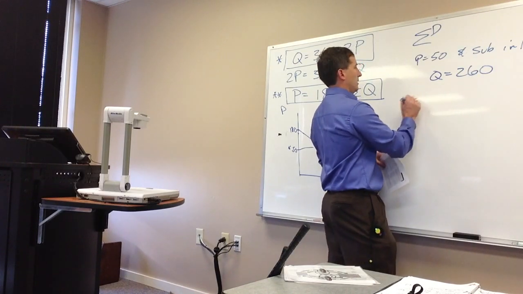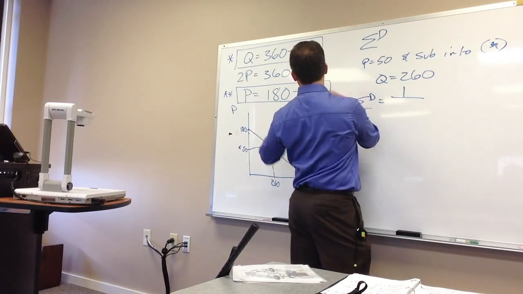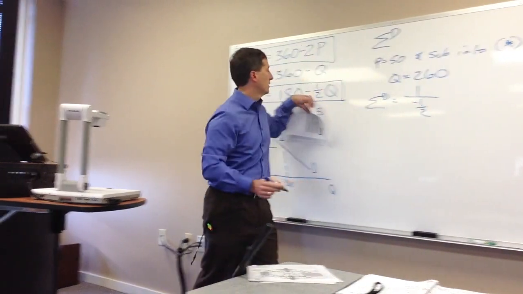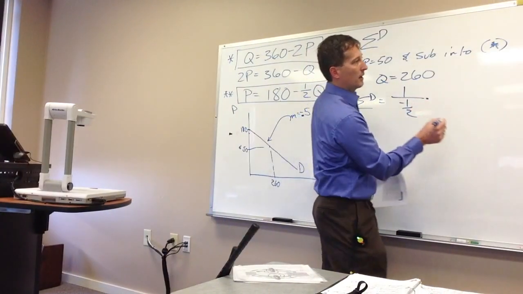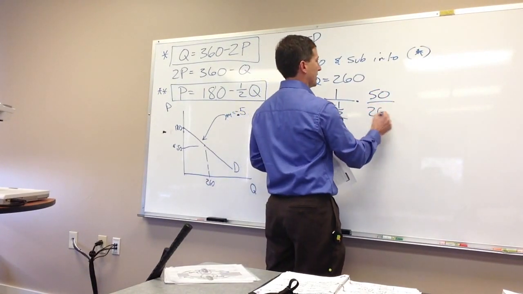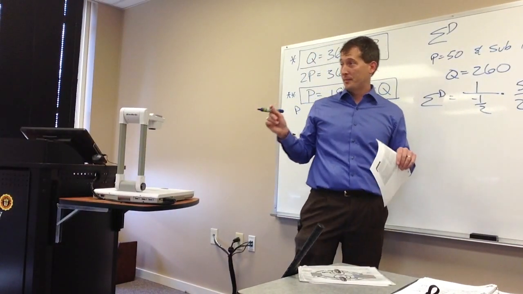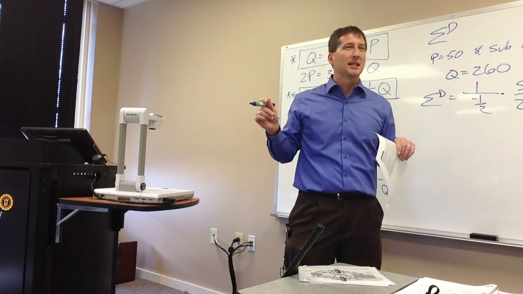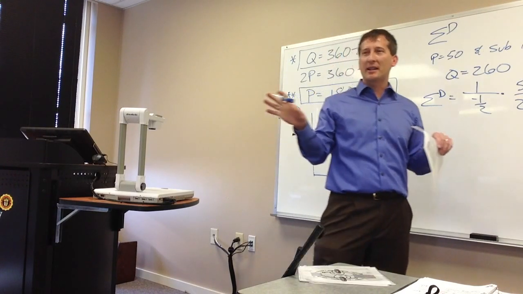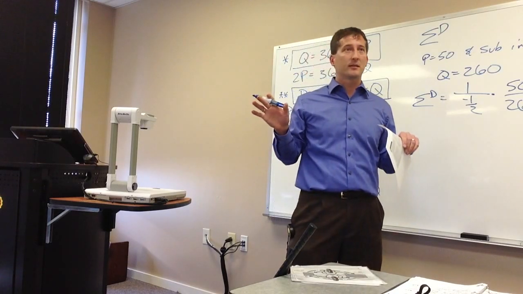Okay, so elasticity of demand equals 1 over the slope of the inverse demand curve, the formula we have to fall back onto, times our price and quantity, 50 and 260. And what did you guys come up with? 5/13. Everybody get that? What about decimal form? Usually we want to convert to decimal form. 0.3846.